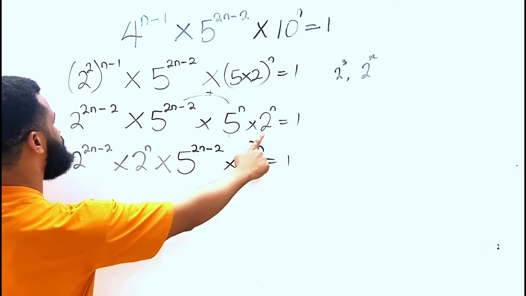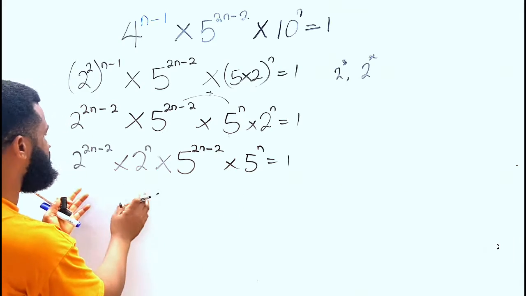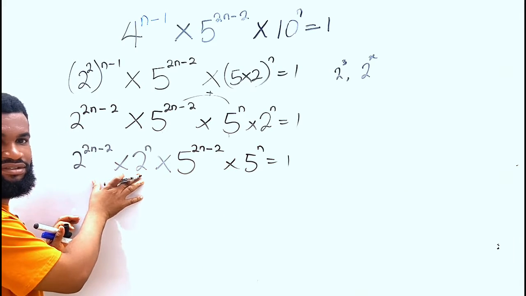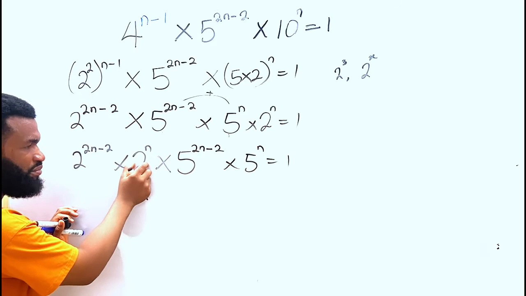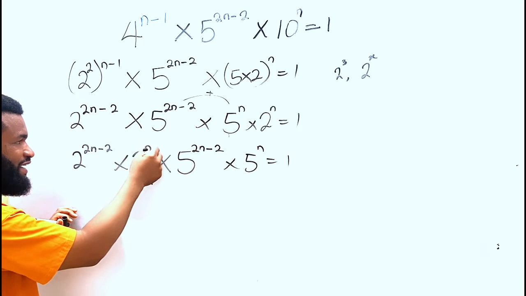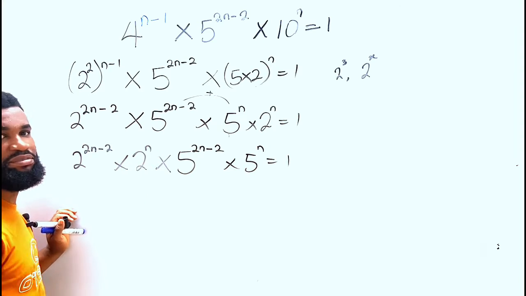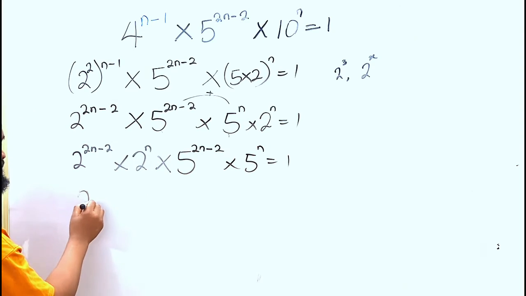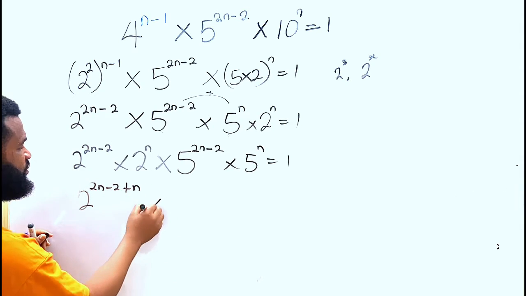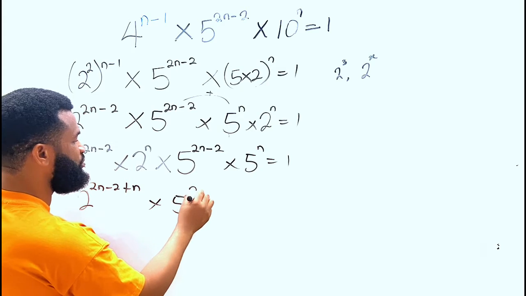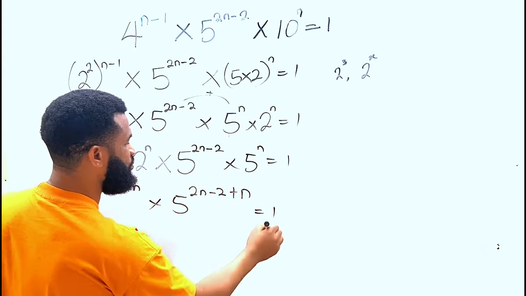So I have grouped 2 by 2. 2 and 2 will go together, and 5 and 5 will go together. So now that I have achieved the same base, multiplying, their powers will be added. What is the base? Base is the number that is carrying the one on top. The one on top is called the power, while the one down is called the base. All right, let's add them. I'm going to have 2 raised to power 2n minus 2 plus n, times 5 raised to power 2n minus 2 plus n, equal to 1.